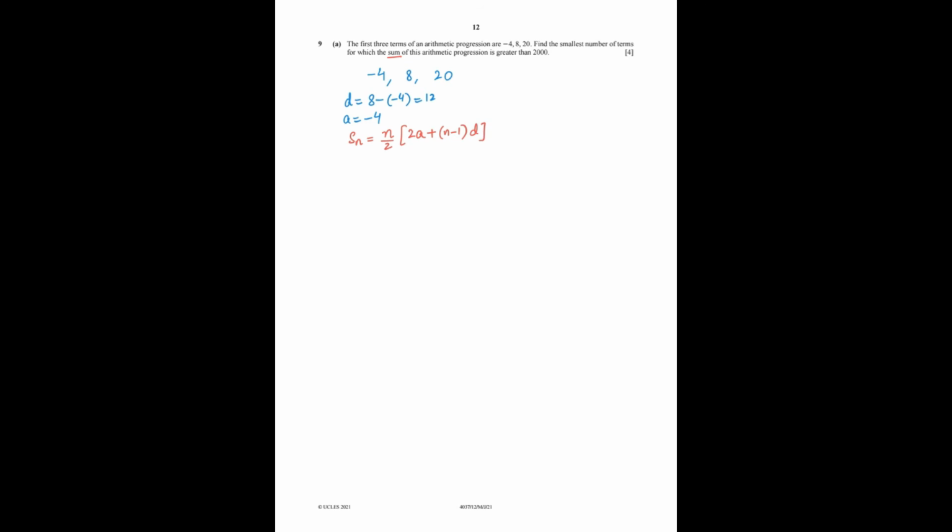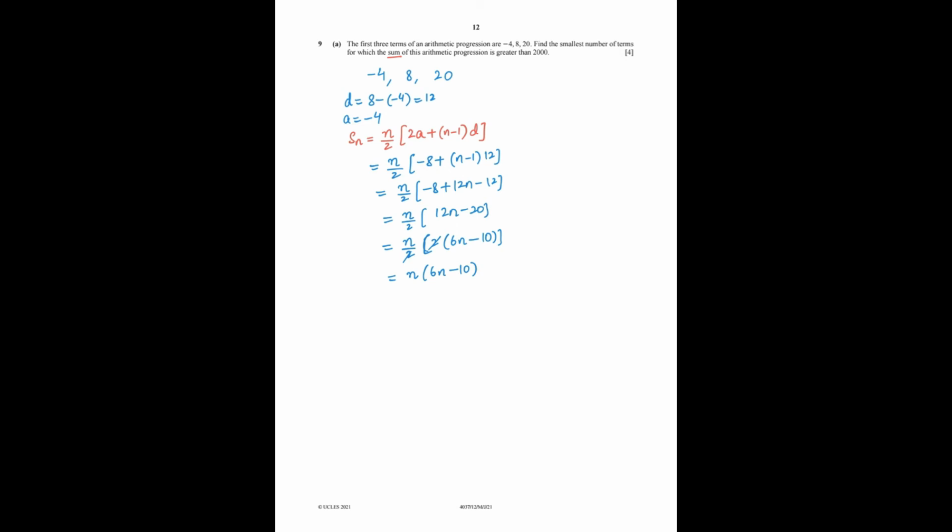We need to find out the value of n here, so it will be n divided by 2. A is minus 4, so it's minus 8 plus n minus 1, and d is 12. We can simplify it, so it's n upon 2 minus 8 plus 12n minus 12, or we can say that n divided by 2 and 12n minus 20. We can simplify it, n upon 2. Here you can take common 2 inside the bracket, it's 6n minus 10, right, and 2 and 2 cancel, so it's n into 6n minus 10.